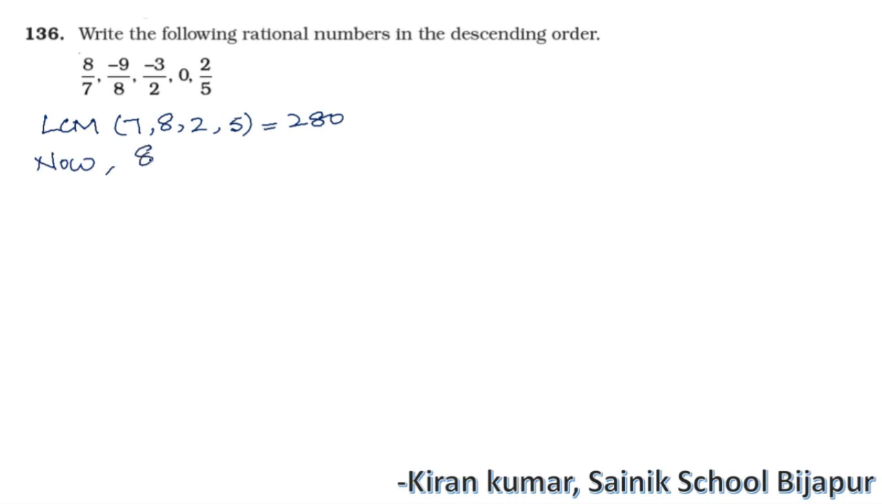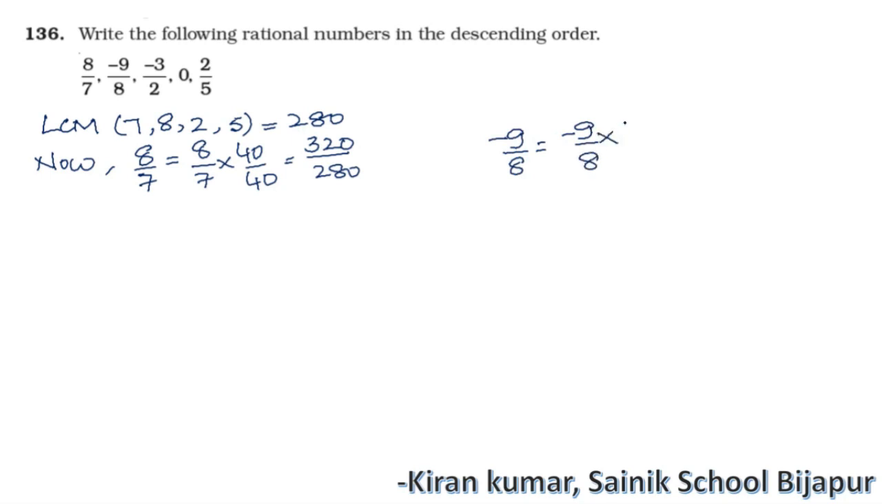Now, 8/7 can be expressed as 8/7 multiplied by 40/40, so that the denominator is 280, the numerator becomes 320. Similarly, this -9/8 I will express as -9/8 multiplied by 35/35, so that the denominator is 280, the numerator is -315.